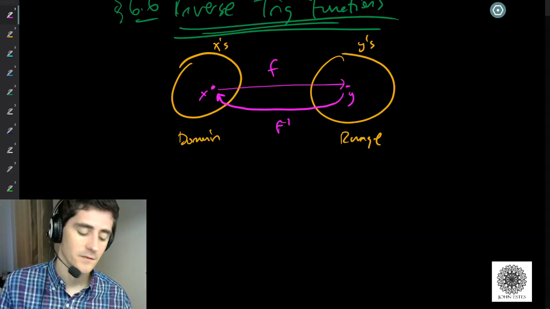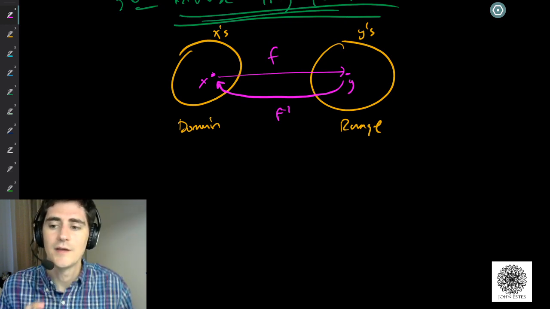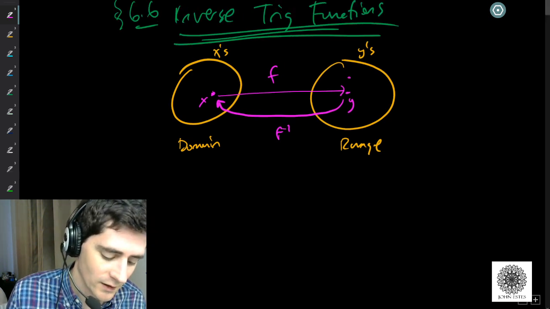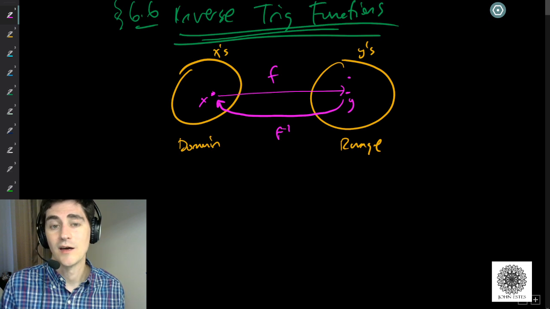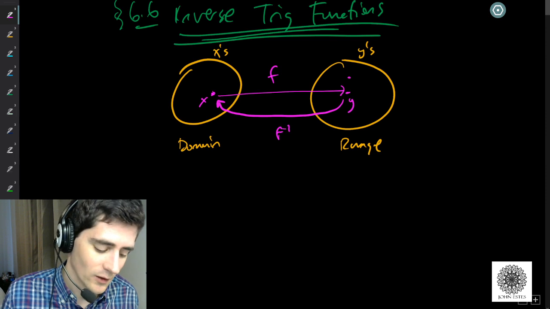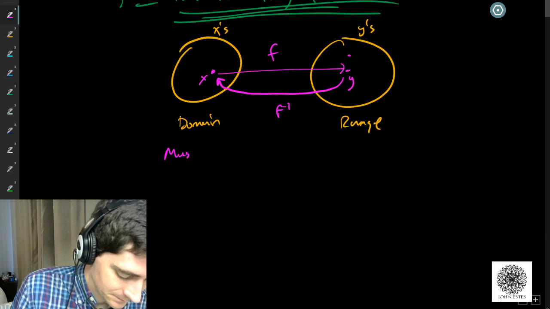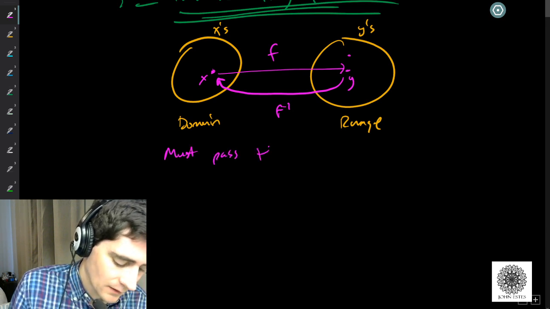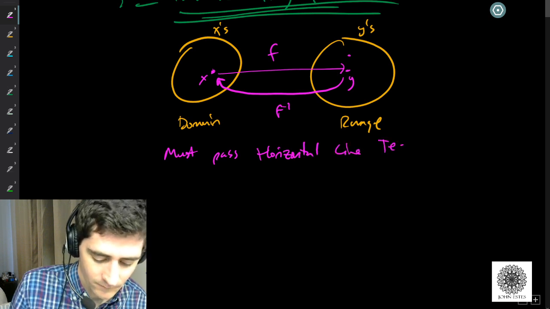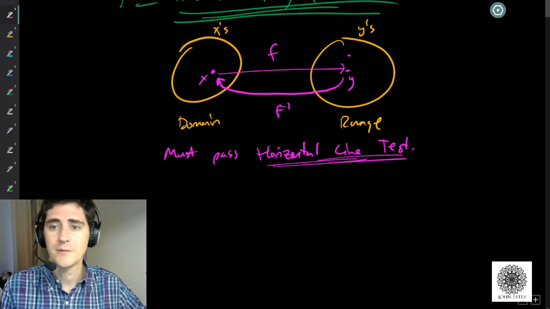And the only time an inverse function works is if your function is what we said is 1-to-1, which means it has to pass the horizontal line test. What you can't do is you can't have two y's over here trying to go back to the same x. No, I said that wrong. You can't have one y trying to go back to two x's, right? So it must pass the horizontal line test. And we looked at that way back in early parts of chapter 6.